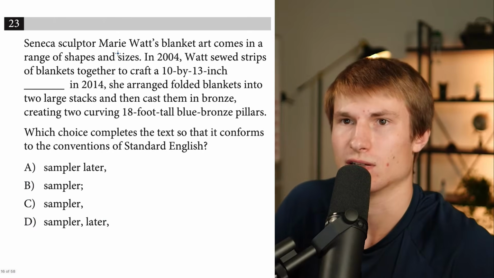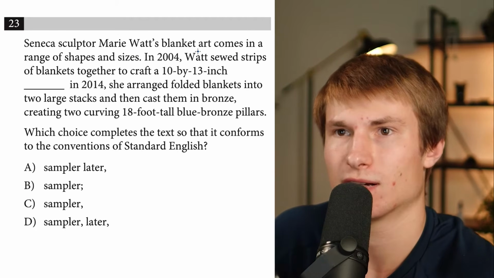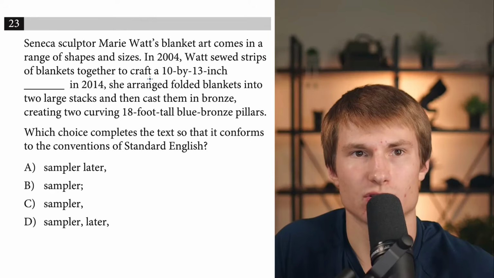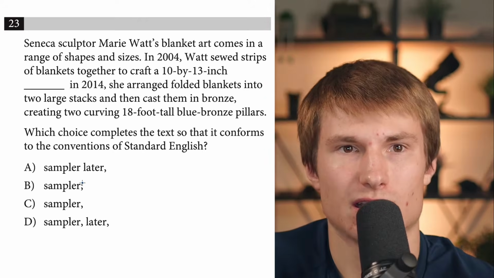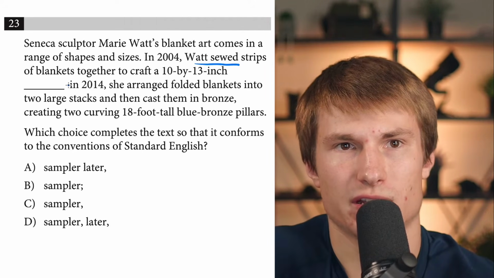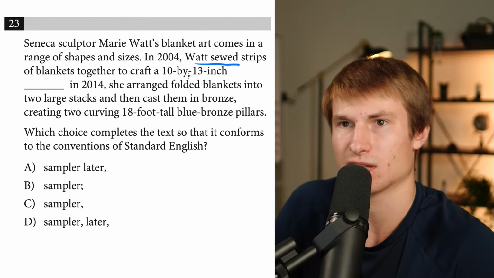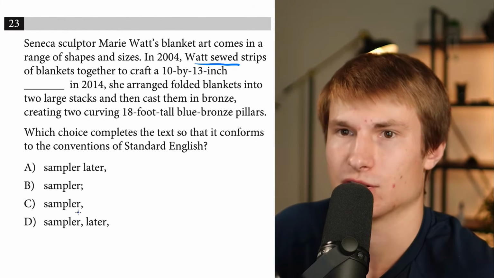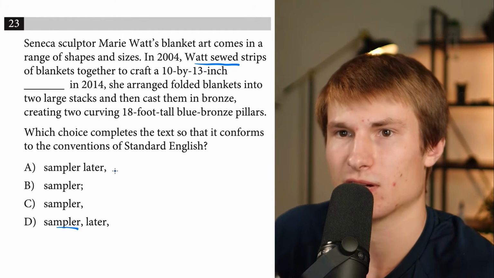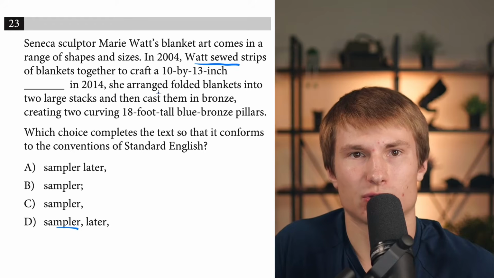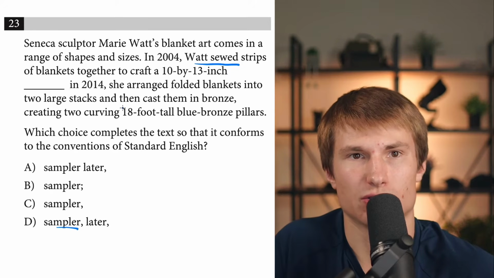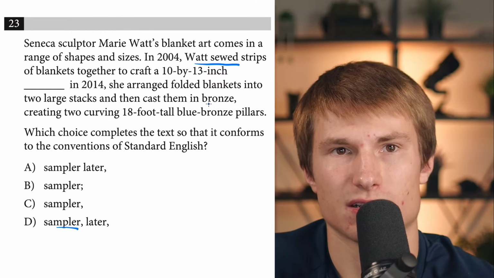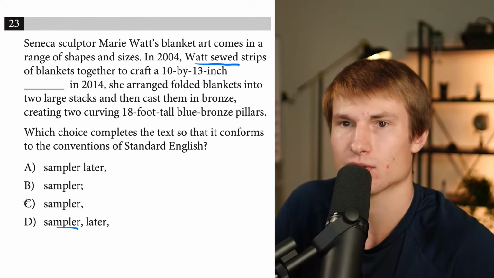Question 23. Seneca sculptor Mary Watt's blanket art comes in a range of shapes and sizes. In 2004, Watt sewed strips of blankets together to craft a 10 by 13 inch sampler. All right, we see that this right here is an independent clause: Watt sewed strips of blankets together to craft a 10 by 13 inch sampler. Okay, so we have one independent clause there. Then we have later, in 2014, she arranged folded blankets into large stacks and then cast them in bronze. That's another independent clause. To connect both of those, we would need more than just a comma.